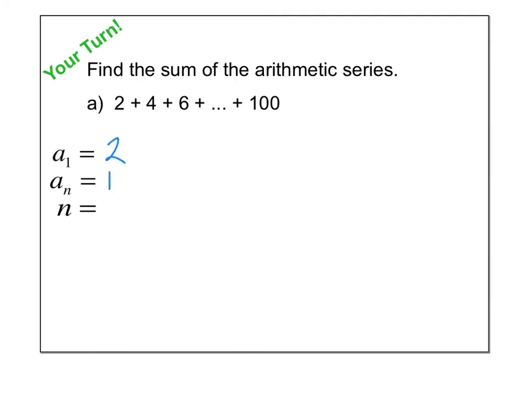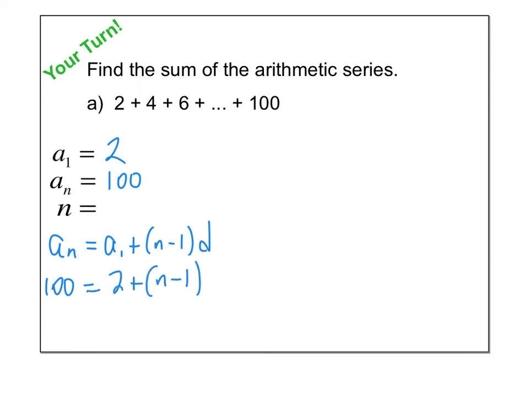And we end at 100. And we need to figure out the number of terms, n. We don't know the number of terms, so let's use the equation for the arithmetic sequence to help find that out. I know that the common difference is 2. It looks like 2 plus 2 is 4, and 4 plus 2 is 6, and so on. And so we say that a sub n, the nth term here, is 100. The first term is 2. N is what I am solving for, and d is 2 as well.